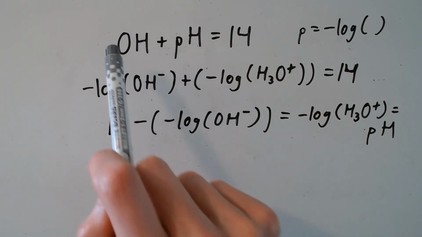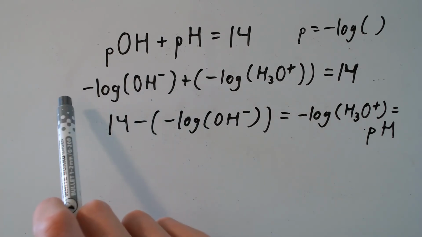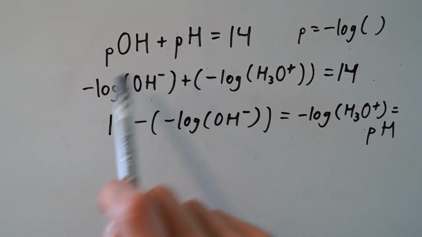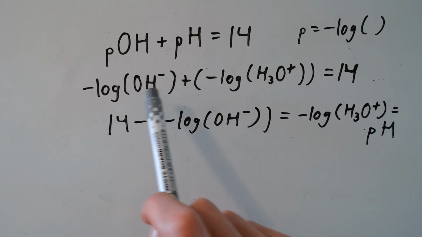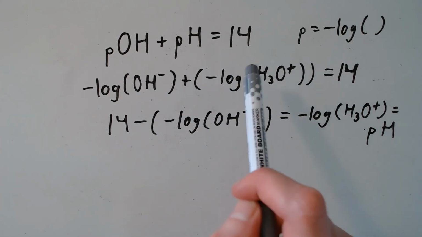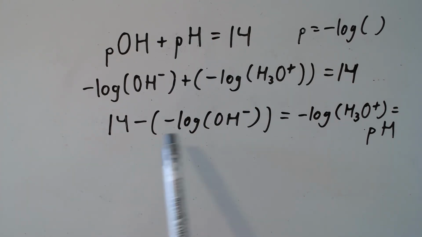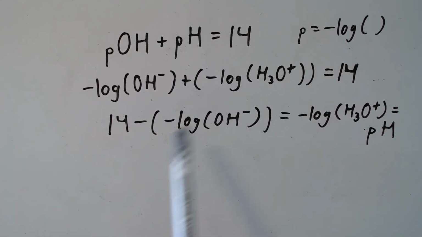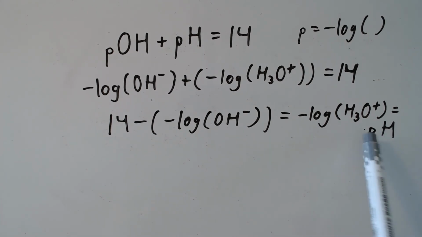And that's very simple, because you know that the pOH is just the negative log of this OH- concentration. And then all you have to do is subtract that from 14 to get the pH. So 14 minus the pOH equals the pH. 14 minus this negative log of OH- will get you the negative log of H3O+, and that's the pH.